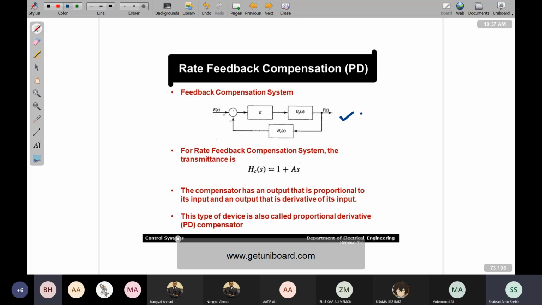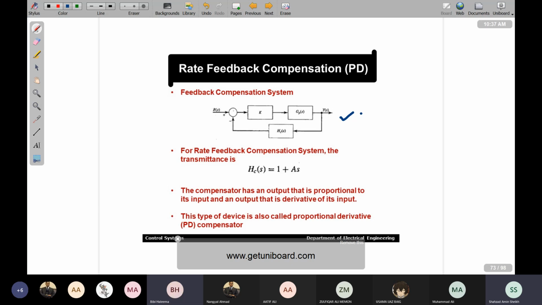Asfar? सर क्वेश्चन रिपीट कर. हाँ जी बोलिए. जी जी बोलिए. सर क्वेश्चन रिपीट कर दें.